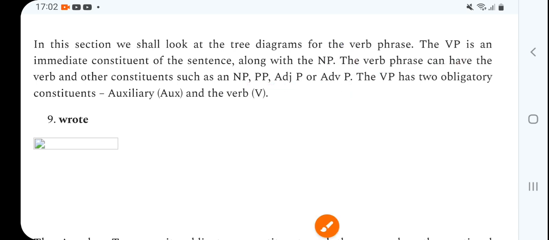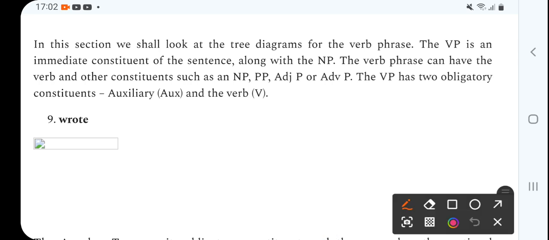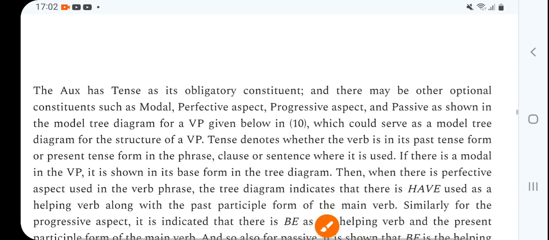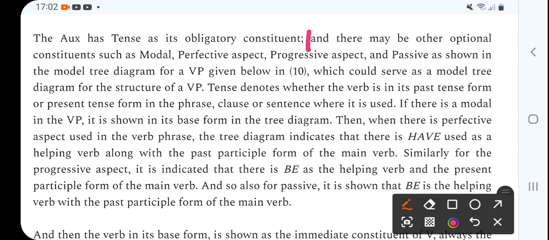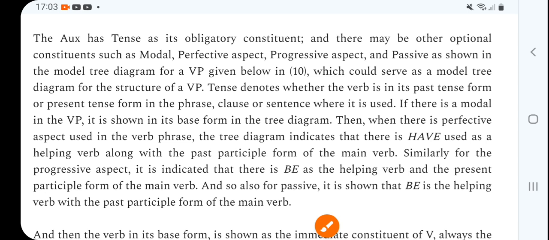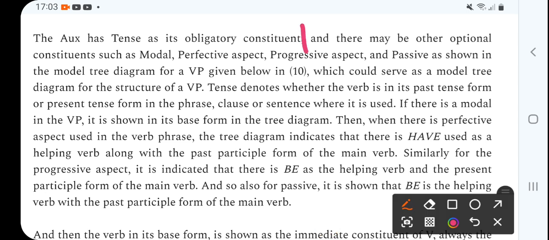Okay, the verb phrase has two obligatory constituents, very important. Obligatory, necessary constituents: auxiliary, which means helping verb, and verb, which means main verb. That is called the verb phrase. Now the auxiliary has tense as its obligatory constituent. Has, have; has is present tense, right? So that is the obligatory constituent, right? The auxiliary has tense, and that is obligatory.